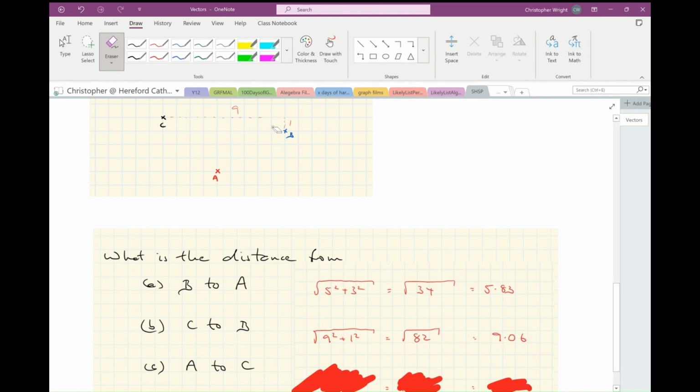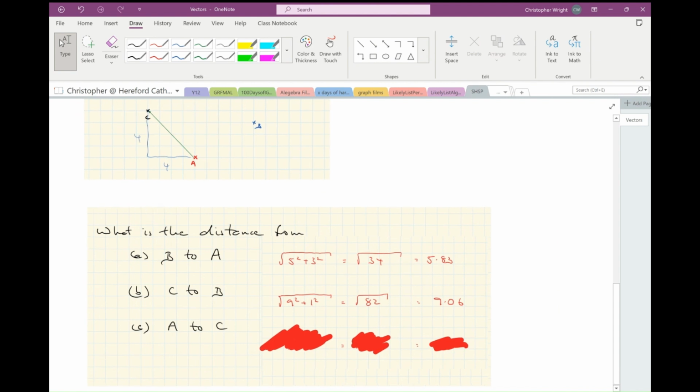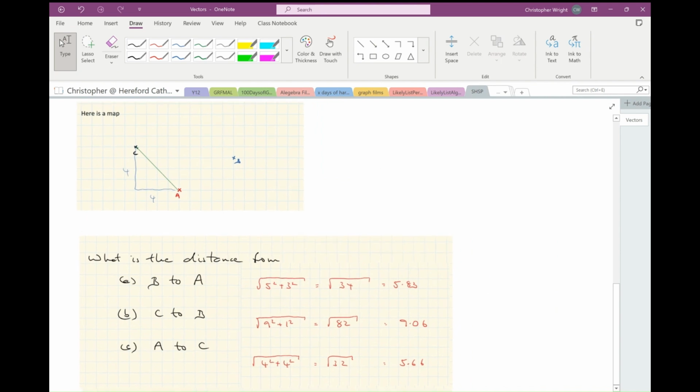And lastly, what about the magnitude of the vector from A to C? Right, well, from A to C, that's this way. So that's part of this right angle triangle here. So I've got lengths of 4 and 4. So the magnitude of that vector is going to be the square root of 4 squared plus 4 squared, which is the square root of 32, which is 5.66 to 3 significant figures.